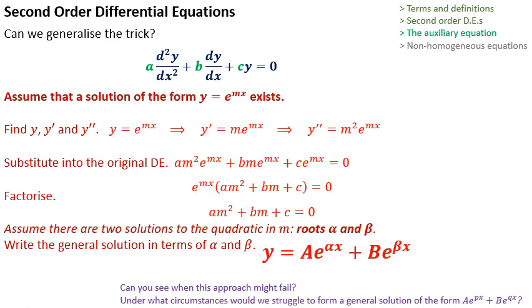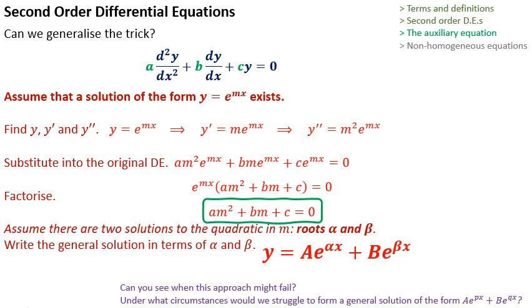Now, we've made a couple of assumptions in here. Can you see when the approach might fail? Can you think of a situation where we would struggle to form a general solution that looks like this? Have a think about that. It's to do with the quadratic that we're dealing with.